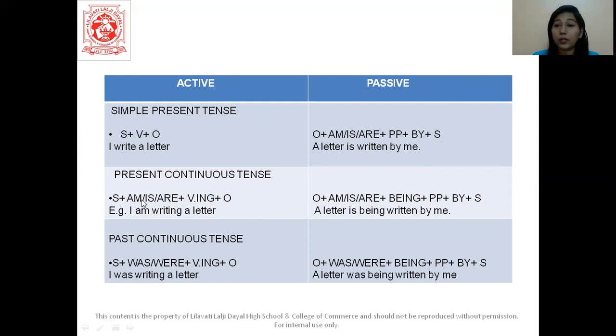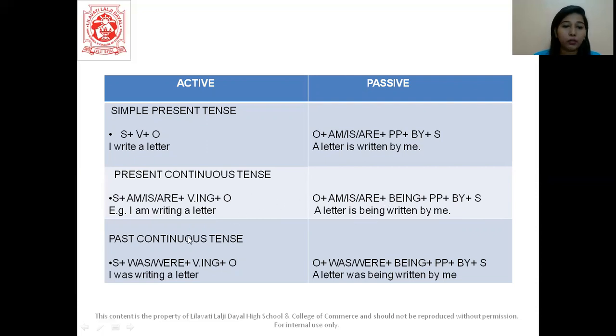Let's see present continuous tense now. Here we have subject plus is, am, are plus verb in ing plus the object, which means: I am writing a letter. This will get converted to: a letter is being written by me. See how we have changed it here. Look at the structure of the sentence. You have to remember the structure, students.